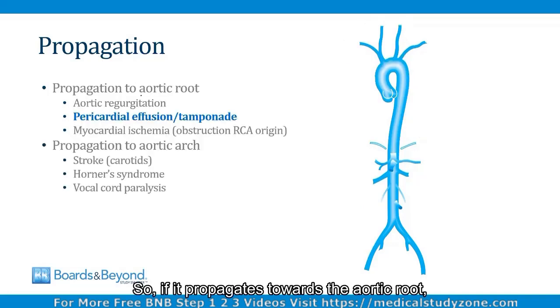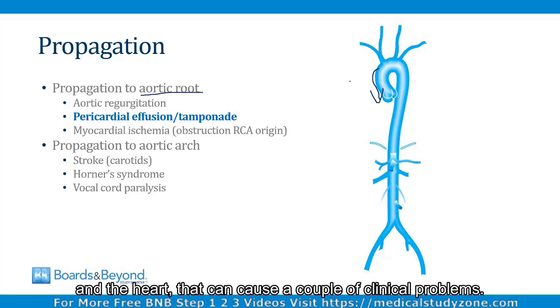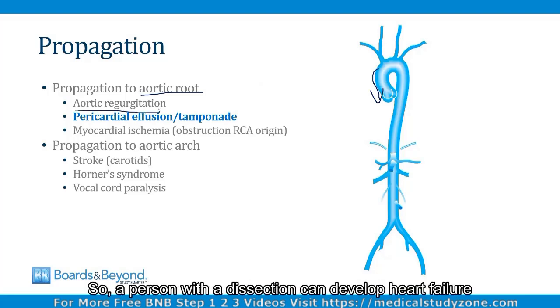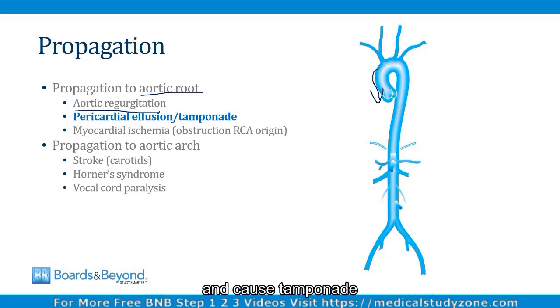So if it propagates towards the aortic root, looking at this picture here, imagine that the dissection propagates this way down towards the aortic valve, the aortic root, and the heart. That can cause a couple of clinical problems. First of all, it can cause aortic regurgitation, so a person with a dissection can develop heart failure from severe aortic regurgitation. Fluid can also enter the pericardial space around the heart and cause tamponade.